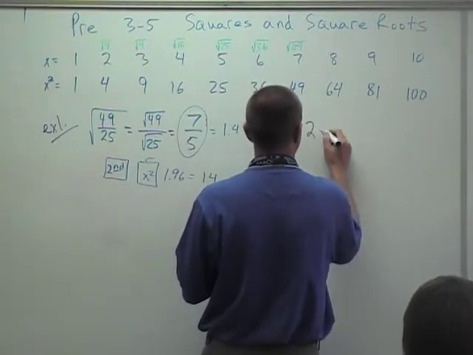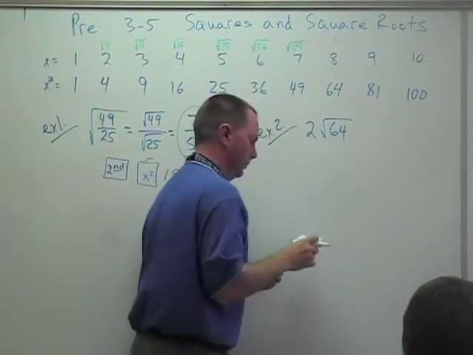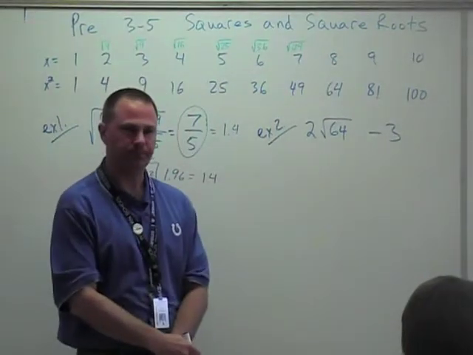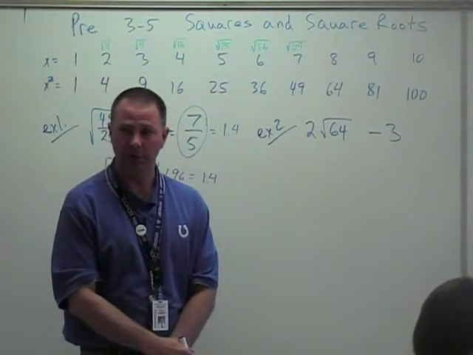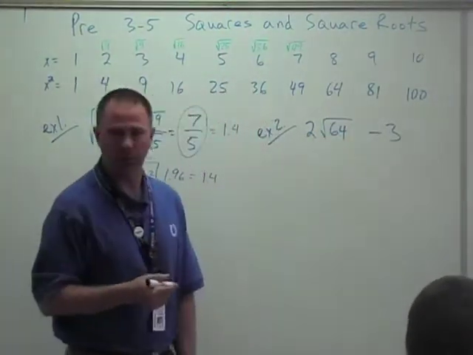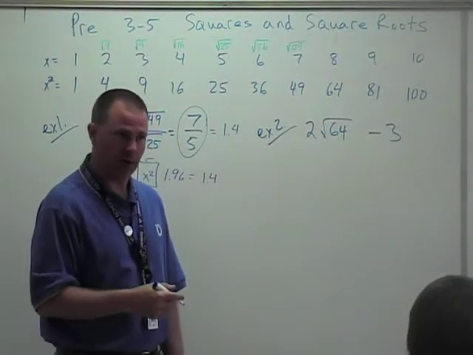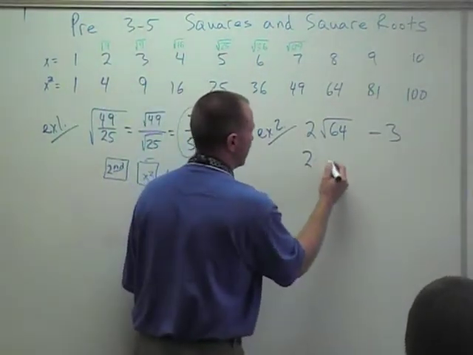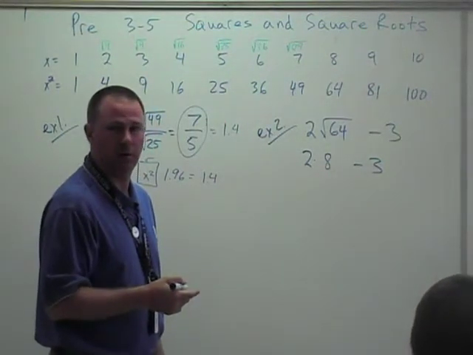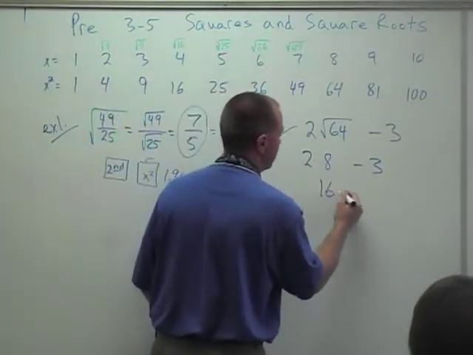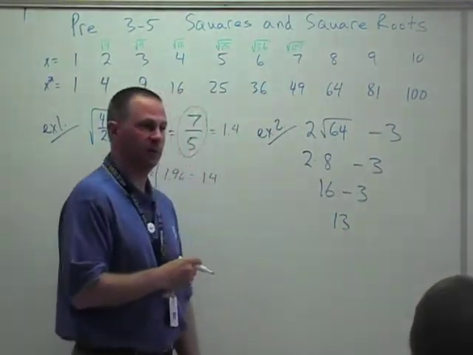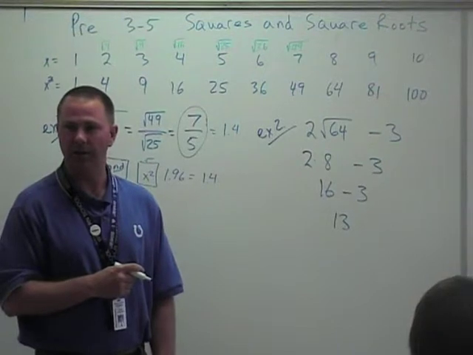Example 2 is this. 2 times the radical of 64, minus 3. So there's an expression. Do you know what the square root of 64 is? Okay. No. So you do that first. The radical is a grouping symbol. So you do grouping symbols first, correct? So you have to do 2 times, now that's 8, minus 3. Now what do I do next? 2 times 8. The multiplication. 2 times 8 is 16, minus 3. What's 16 minus 3? 13. That would be my answer. Is everybody following me? Yep.